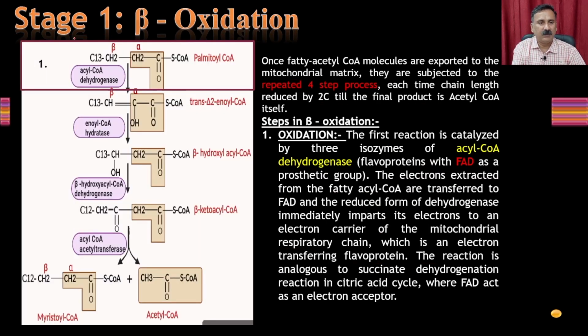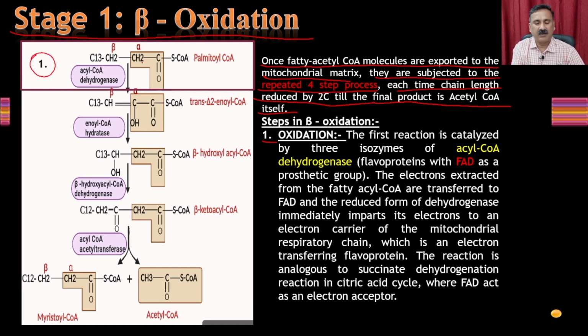So in stage 1, we have the beta oxidation. Once the fatty acid molecules are exported to the mitochondrial matrix, they are subjected to a repeated four-step process, each time reducing the chain length by two carbons until the final product is acetyl-CoA itself. So what are the steps in beta oxidation? The first step is the oxidation.